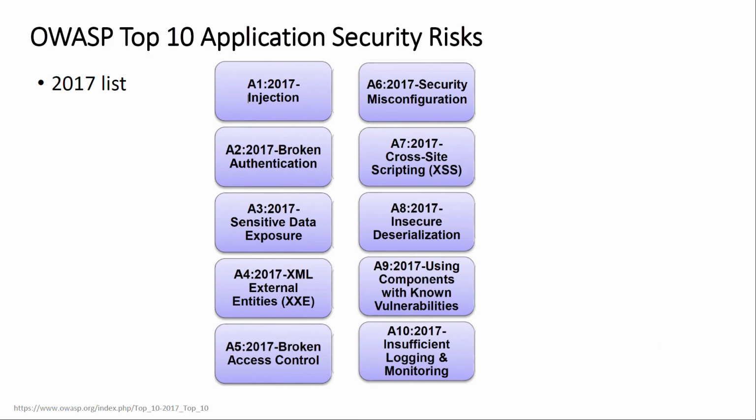From the first one to the last one, these are injection, broken authentication, sensitive data exposure, XML external entities, broken access control, security misconfiguration, cross-site scripting, insecure deserialization, using components with known vulnerabilities, and insufficient logging and monitoring. We will talk about all of them in a few sentences and give a few short examples of how these are actually observed in practice.